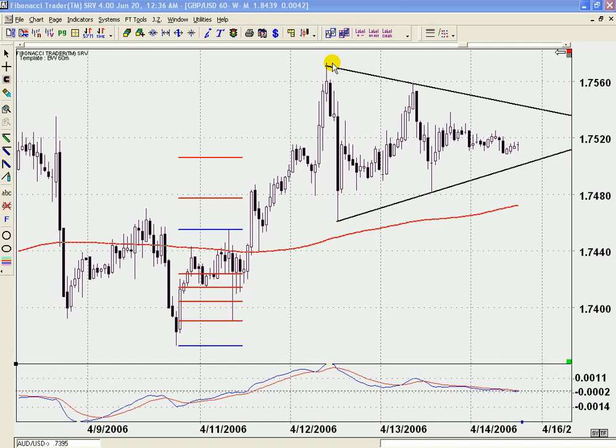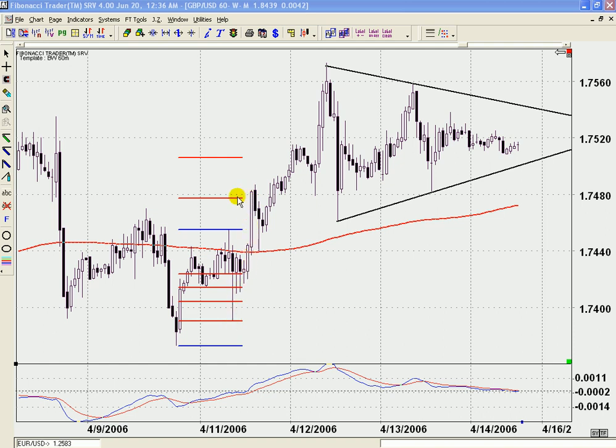We have before us here a British pound US dollar 60-minute chart, and I just want to map this out for you. Price came down here and made a low, and we see that on this up price swing, price retraced down to the 79% retracement. This is 0, this is 100, and this retracement is 38, 50, 62, 79.